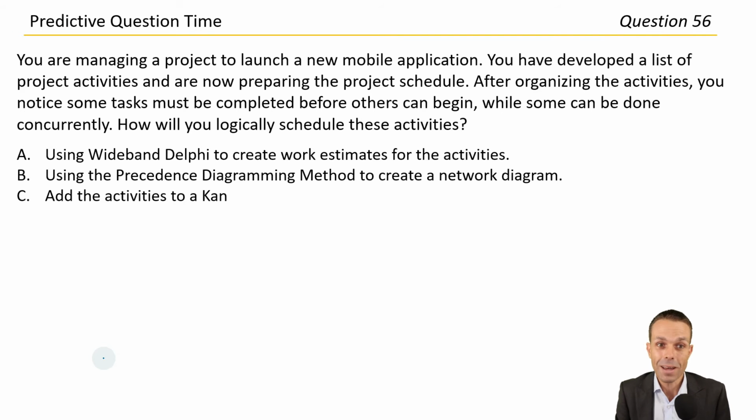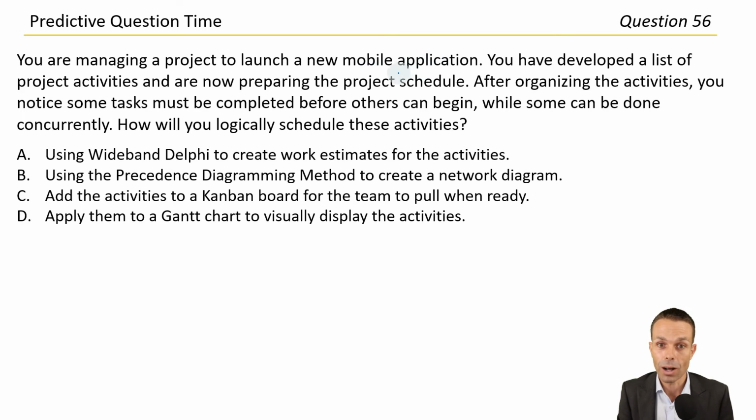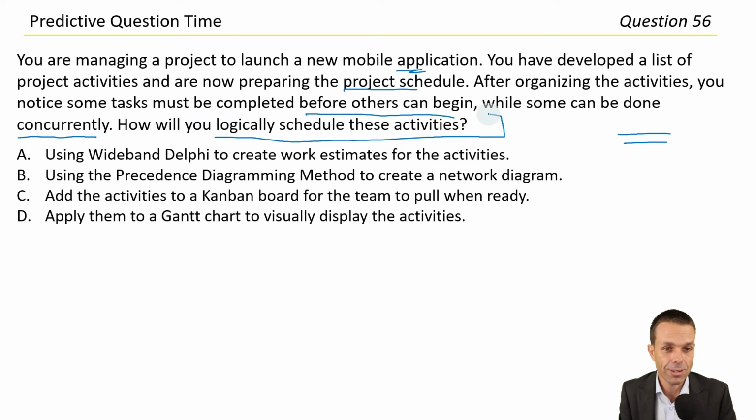Great job. You're managing a project to launch a new mobile application. You have developed a list of project activities and are now preparing the project schedule. All right, I think we're going through a project in this lot of questions. We're doing scope, breaking it down, putting it on a schedule. After organizing the activities, you notice some tasks must be completed before others can begin. Oh, I know what this is. While some can be done concurrently at the same time. How will you logically schedule these activities?